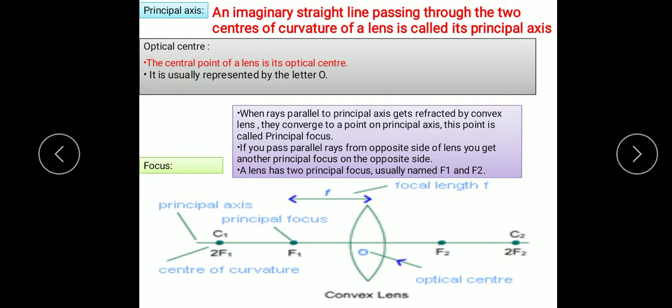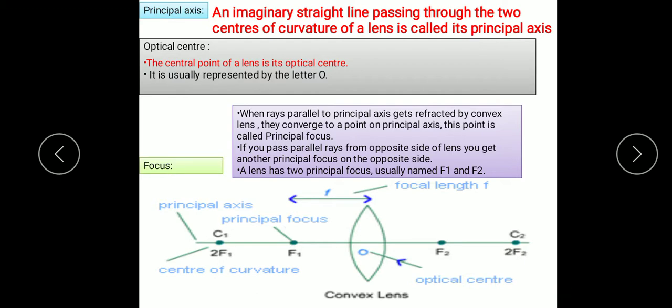The next term is the optic center. What is the optic center? The center point of a lens is known as the optical center. It is usually denoted by the letter O. A ray of light passing through the optical center of a lens goes undeviated.